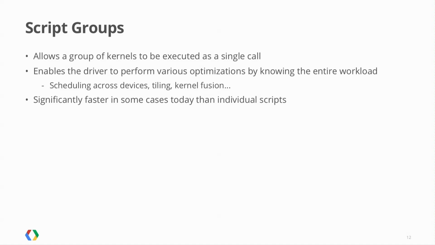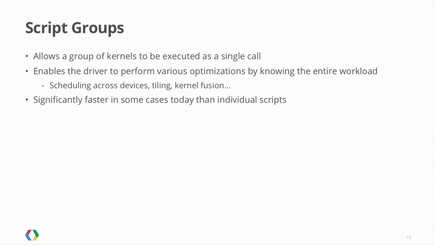So I want to talk a little bit about a more complicated part of the API where you can do more advanced things. And that is called a script group. And a script group allows a group of kernels to be executed as a single Java call. More specifically, this allows a DAG of kernels to be executed as a single function call.